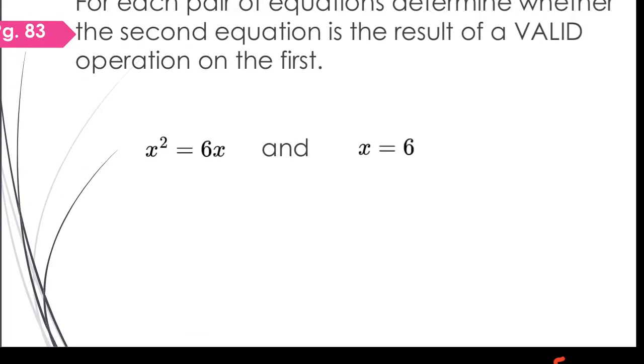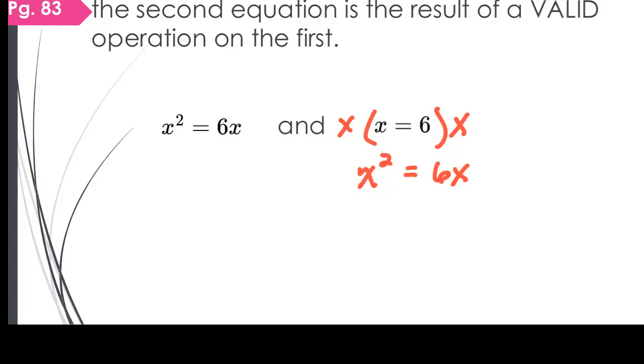Multiply x equals 6 times x, which would give me x squared equals 6x. You're right, but we need to do something from the first one. So what would I need to do from the first one to get that? Yes. So you had it right. Yes, they are the same, but the choices were to go from the first one to the second one, you would divide by x. Okay?